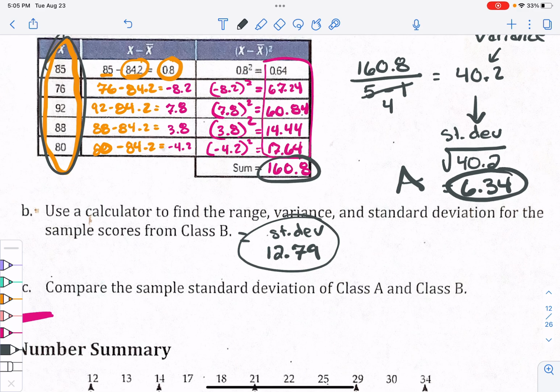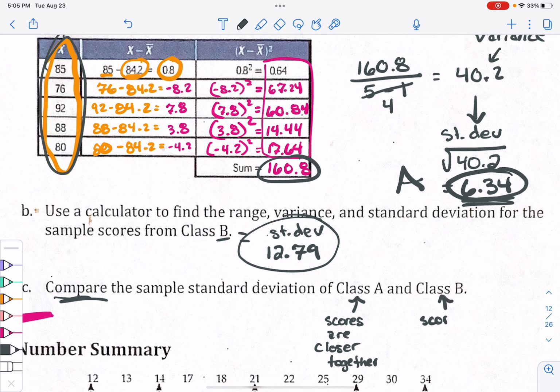So you can see that class B has a standard deviation that's much larger than the standard deviation for class A. And the reason for that is, when it says compare, this means that for class A, the scores are closer together, and for class B, the scores are more spread apart. Because it has a higher standard deviation, its scores are more spread out. So even though the average is the same for A and B, we have scores that are closer together versus scores that are more spread apart.